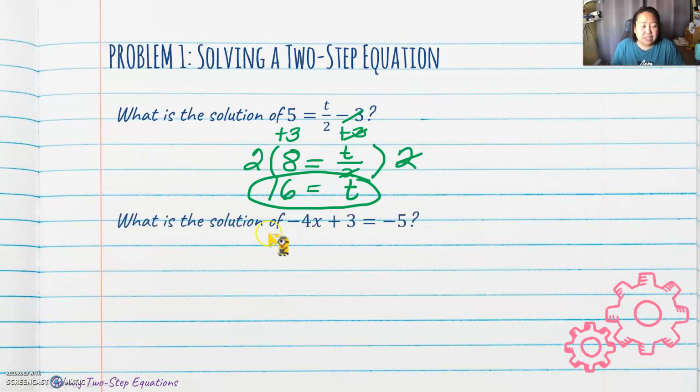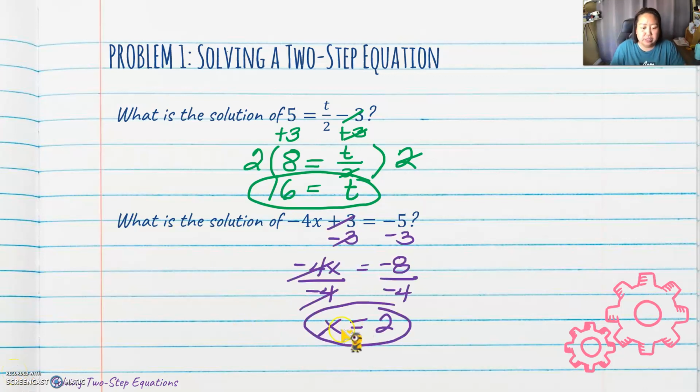I would like you to try this next example. We have negative 4x plus 3 is equal to negative 5. Go ahead, try it out on your own. Okay, so your x will now be equal to positive 2. As you can see, we have to get rid of our plus 3. We start with that, so that's a minus 3 on both sides. We will now have just negative 4x on the left side, and negative 8 on the right side. To remove our negative 4 times x, we divide by negative 4 on both sides, and you can see we get a positive 2 as our value for x.